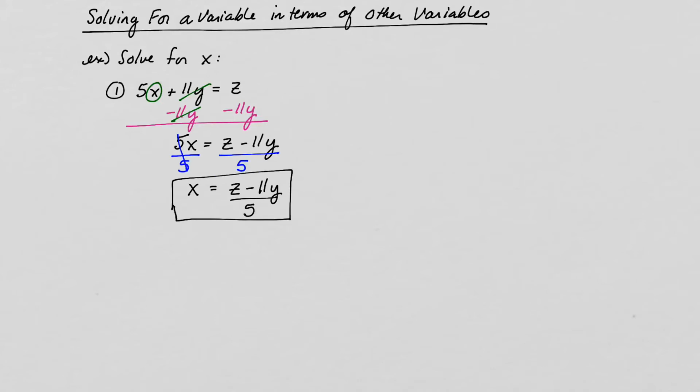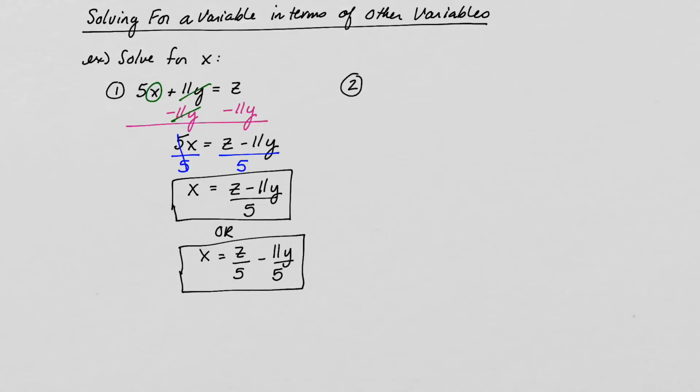You could, if you wanted to, split up, since there's only one thing on the bottom and two things on the top, I could split it up as x equals z over 5 minus 11y over 5. Either answer is totally correct, so it doesn't matter which way you do it.